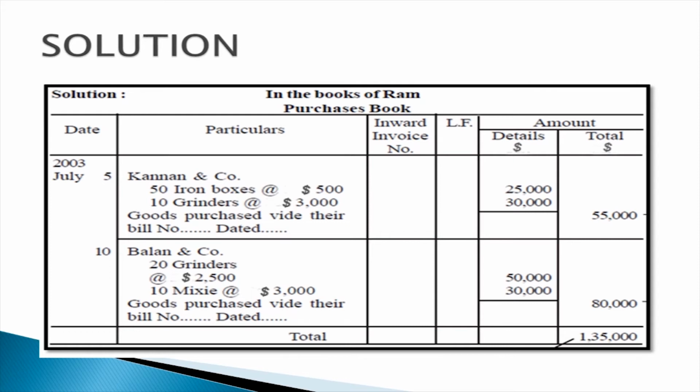Next one is July 6th. Now, we do not find this entry in purchases book because the transaction was done on cash basis. This book does not include any transaction which is based on cash.